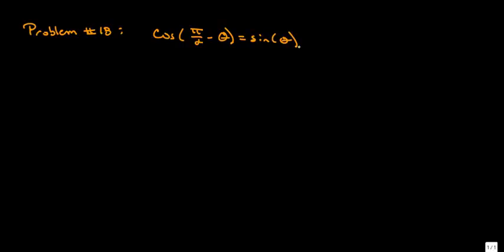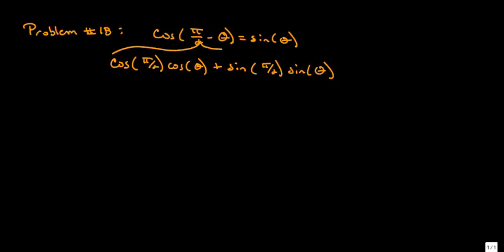Now we can establish this with a picture, or we can use our sum and difference laws for cosine. So the cosine, this guy over here, this is the cosine of pi over 2 times the cosine theta plus the sine of pi over 2 times the sine theta. That's the left side. So that's just this right here. We need to show that it's equal to the sine of theta.